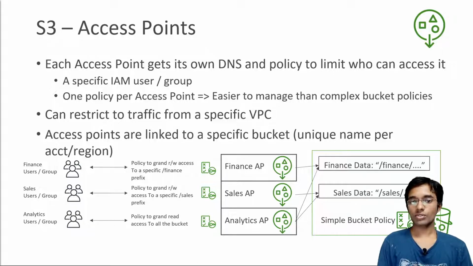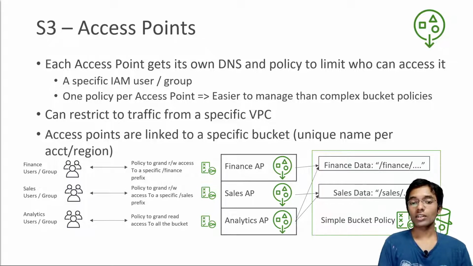When it comes to S3 security, there's a new feature that you need to know about, which is S3 access points. It's a way for you to define an access point which has its own DNS and its own policy, and you can limit who can access that specific access point. It could be a specific IAM user or group, and you have one policy per access point.